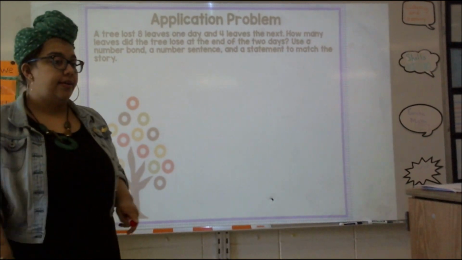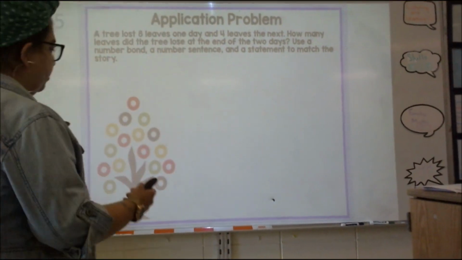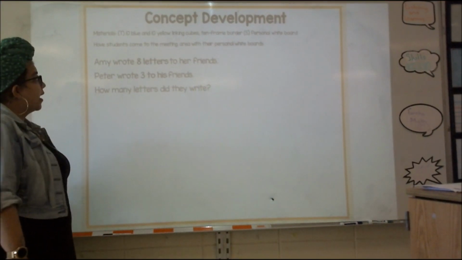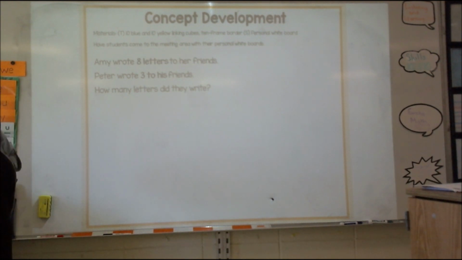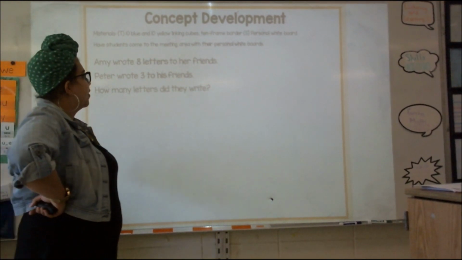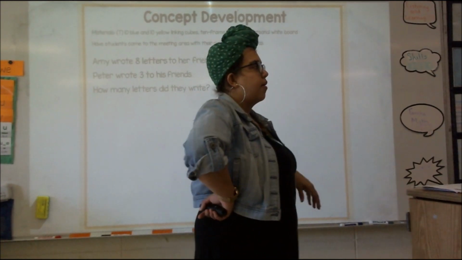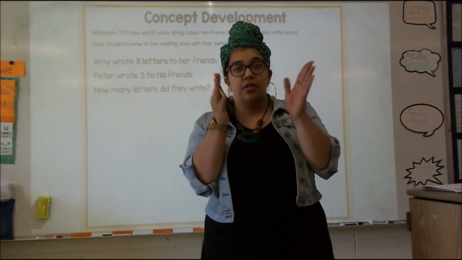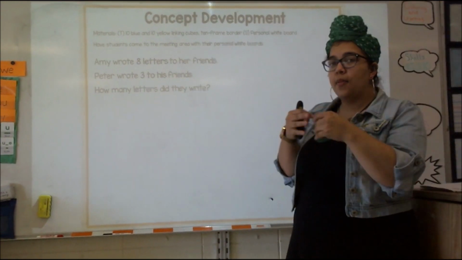Okay, let's see what we got here. All right, so Amy wrote 8 letters to her friends. Peter wrote 3 to his friends. How many letters did they write? All right, we're going to put Amy's letters and Peter's letters together in a pile. We're counting up all the letters.